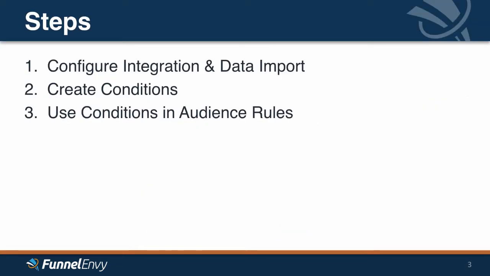The steps to set up and activate Salesforce data for personalization campaigns that we'll cover today are pretty simple. First, you have to configure the integration and the data import rules. Second, you have to connect the Salesforce data to our unified customer profile in the form of conditions. And then third, you have to use these conditions in the audience rules, and the audiences can then be sent to platforms like Google Optimize and the rest of your marketing stack.